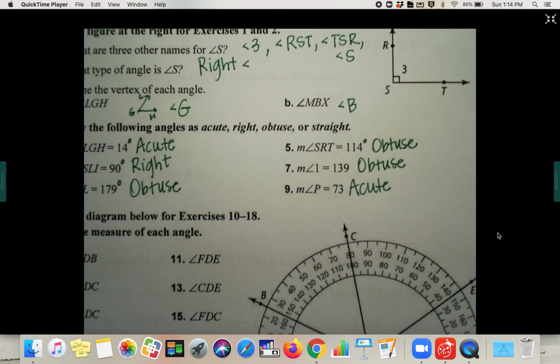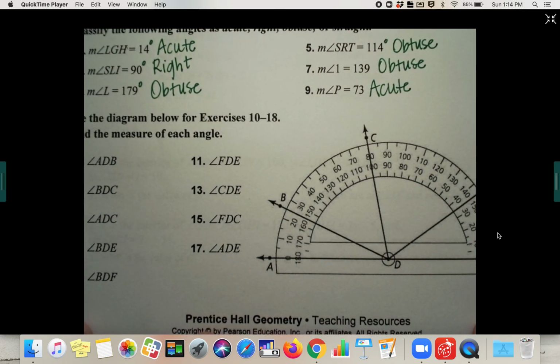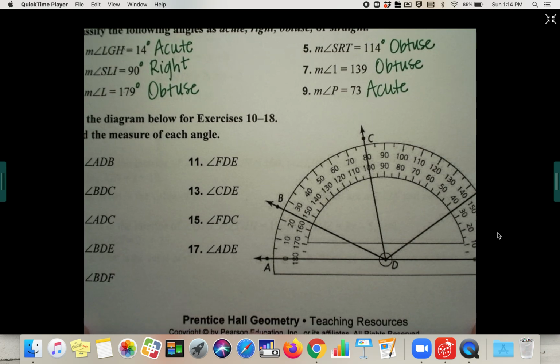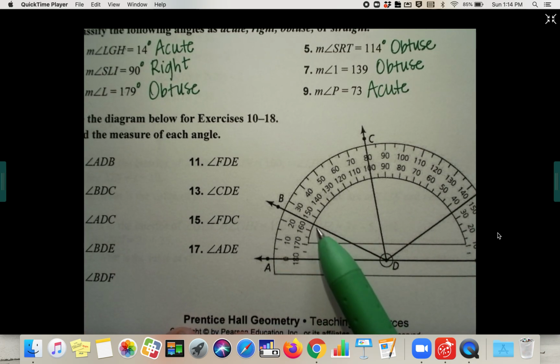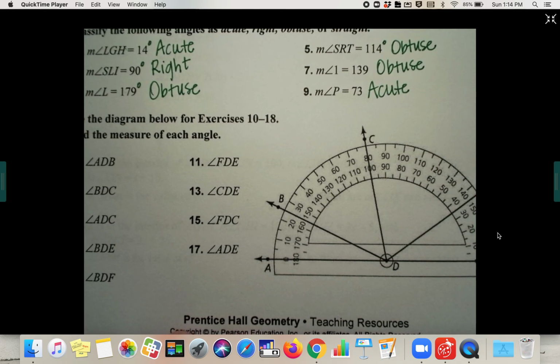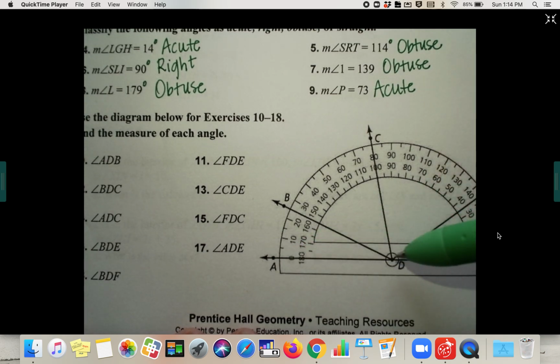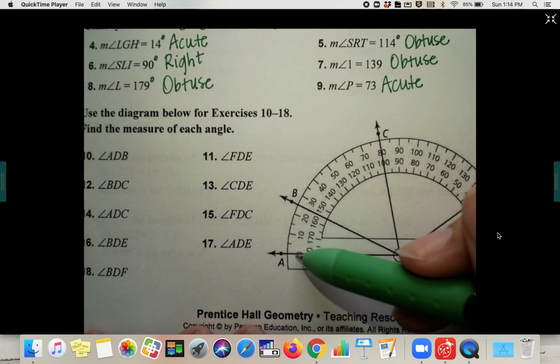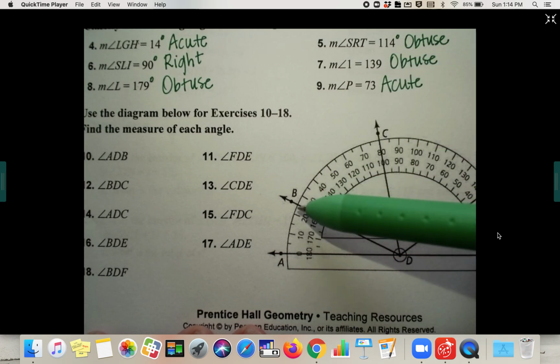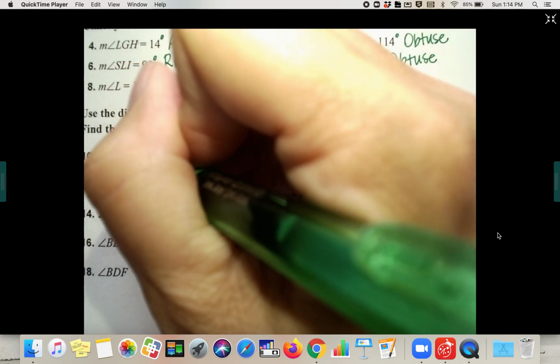All right, we're going to use a protractor now to measure these angles and tell me how many degrees they measure. This might be a little tricky, but I think they all ended exactly on a number, like a 5 or something like that. So angle ADB, A to D to B. So it starts at 0 and goes up to 25. So this should be 25 degrees.